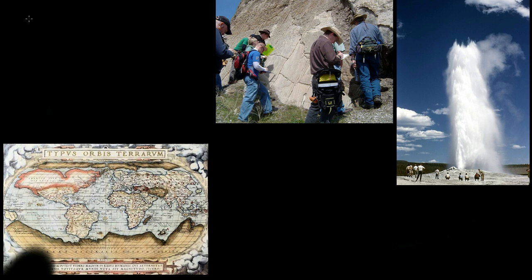So this is a quick video over the root geo. So what do we have here? Well, we have a map of the Earth, an old map of the Earth. We have some people looking at some rocks, and then we have some people looking at Old Faithful. What does this have to do with geo? Well, that's mainly due to geo being Earth.